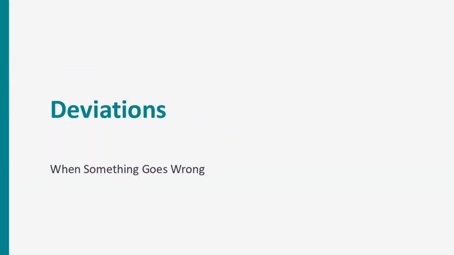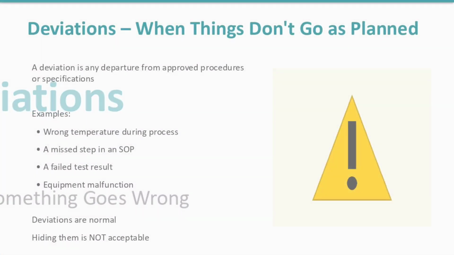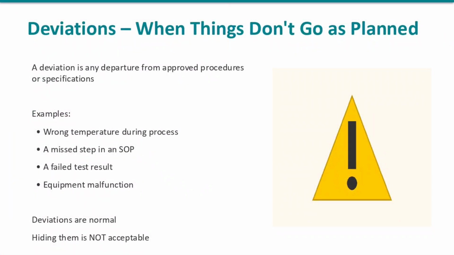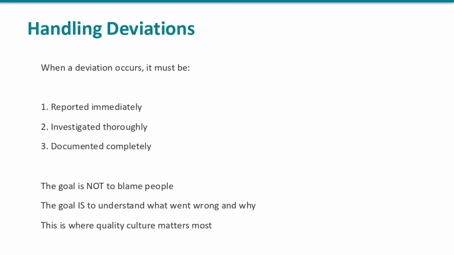A deviation is any departure from an approved procedure, specification, or expected result. Examples include performing a step differently than described in the SOP, a temperature being outside the defined range, or a test result failing specifications. Deviations are normal and they happen in every GMP system. The real problem is not the deviation itself, but hiding it or ignoring it. When a deviation occurs, it must be reported, investigated, and documented. The goal of deviation management is not to blame people, but to understand what went wrong and why.